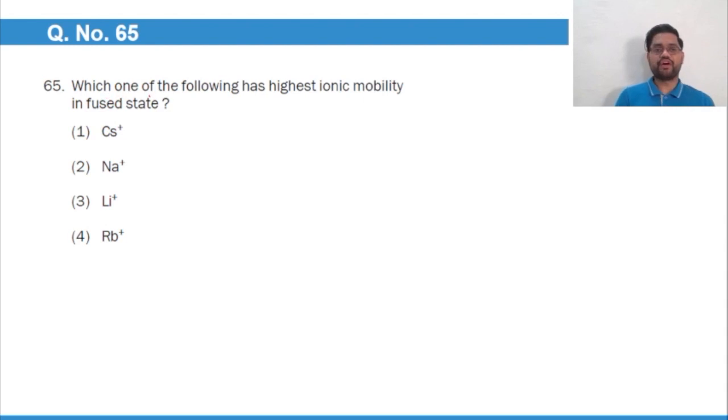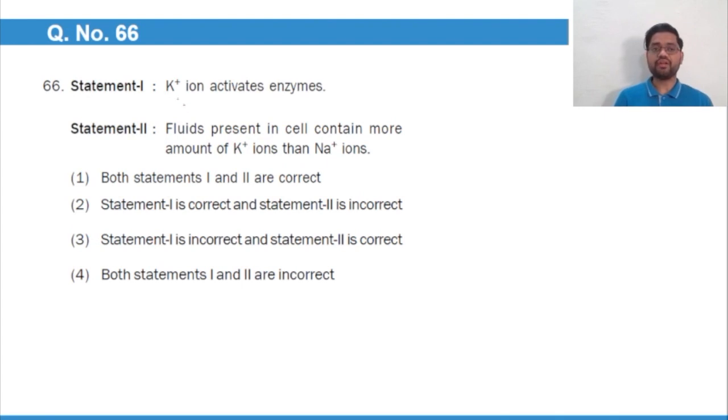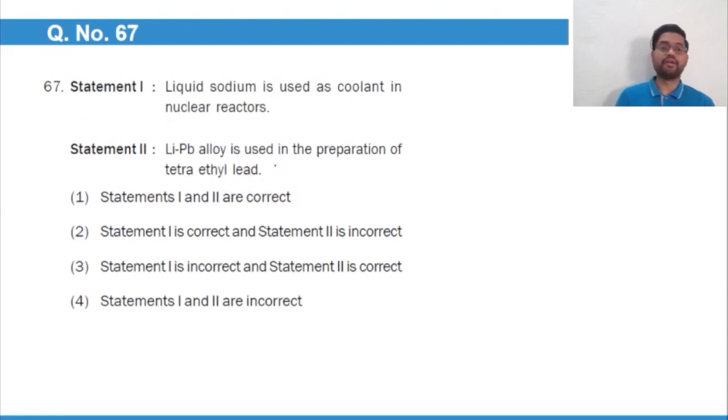65. Which one of the following has highest ionic mobility in fused state? Highest ionic mobility, smallest size, and that is lithium. Option number 3 is the right answer. Potassium ion activates enzyme, right? And fluids present in the cell contain more potassium ions than sodium ions. This is also true. And hence option number 1 is the right answer.